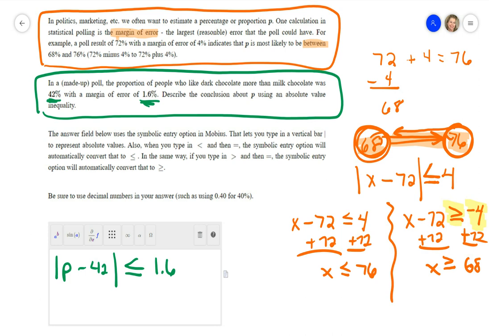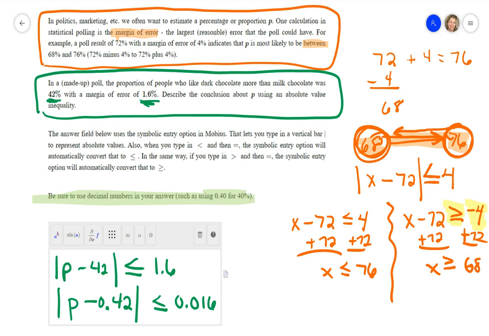Okay, yep, do I have to do something else? I sure do. Down here it says, be sure to use decimal numbers in your answer, such as 0.40 for 40%. So I need to fix this. Instead of 42, it's going to be 0.42, or 0.42 is less than or equal to, instead of 1.6, that would be 0.016.